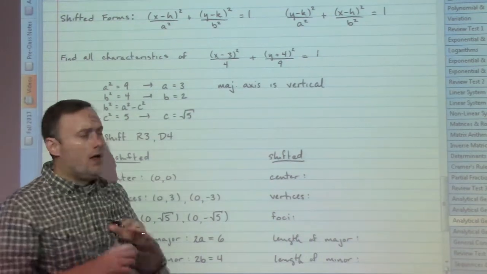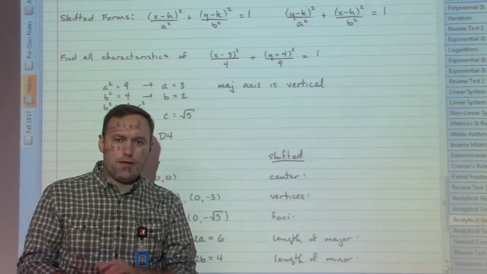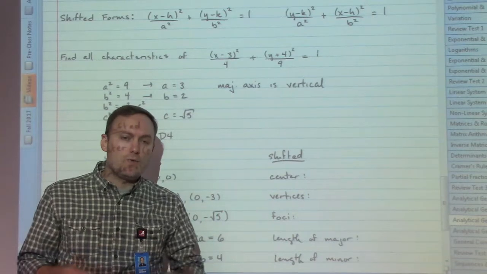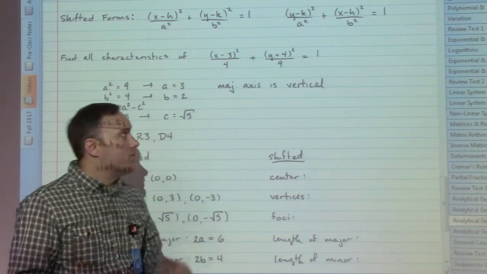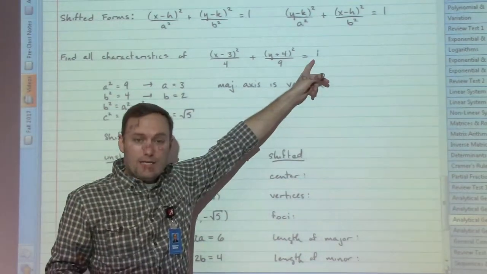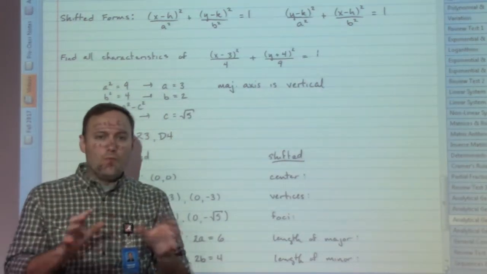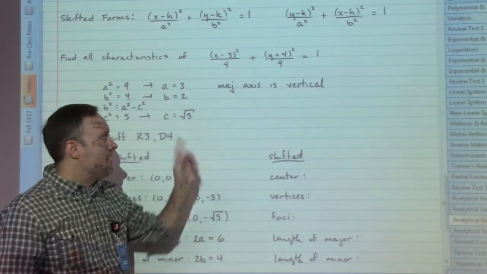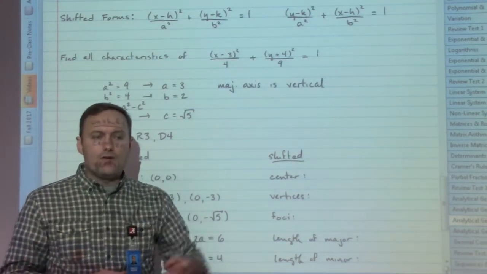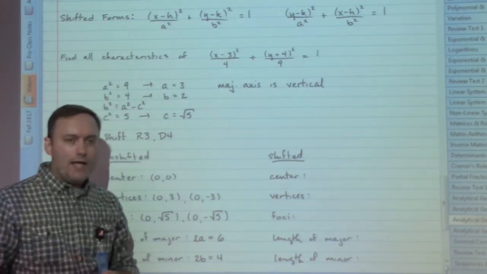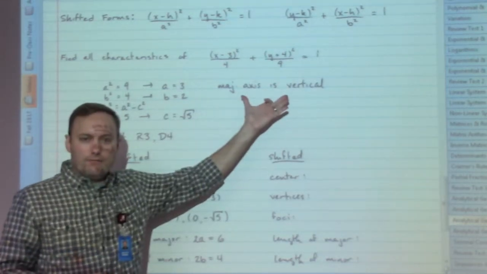So again, the first thing that we're talking about here before we even worry about the shifting is what kind of orientation we have. So we're looking at those denominators. Again, we got the equals 1. Yay. We're looking at those denominators and we're saying which denominator is bigger? 9. 9 is underneath what variable? The y. Y is vertical.